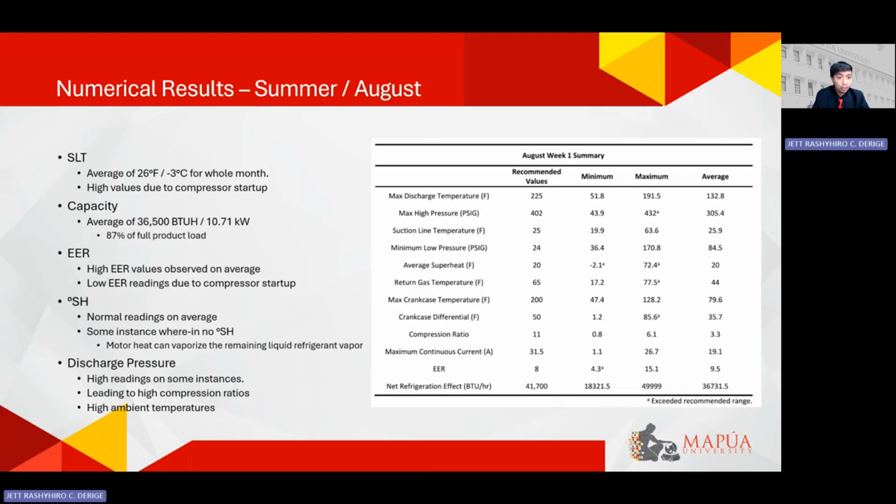And also, there are high readings on the discharge pressure. This is due to the high ambient temperature outside the store, and it is directly related to discharge line temperature. So this is the reason, because we are operating in the summer extremes.